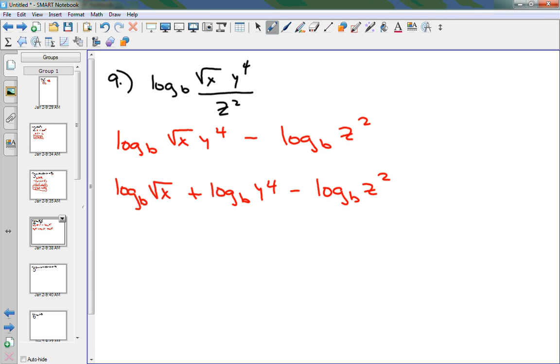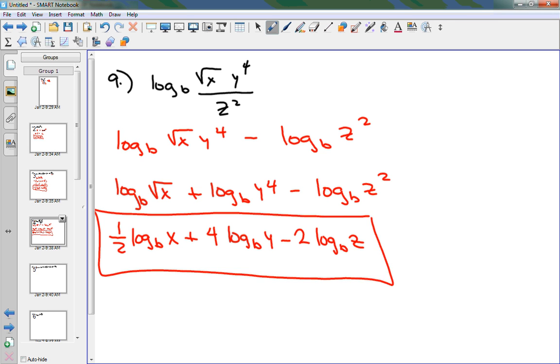Now what? You would move the exponents to the front. So if I'm looking at the first one, log base b of the square root of x, what am I going to move to the front? Why am I moving a 1/2 whenever I don't have a 1/2 there? Because the square root is the same thing as power over root. The power is 1, the root is 2, to give me 1/2 log base b of x plus 4 log base b of y minus 2 log base b of z. This is in its expanded form.